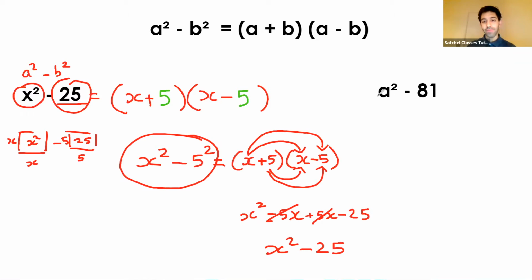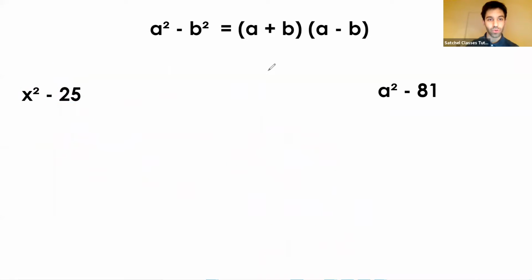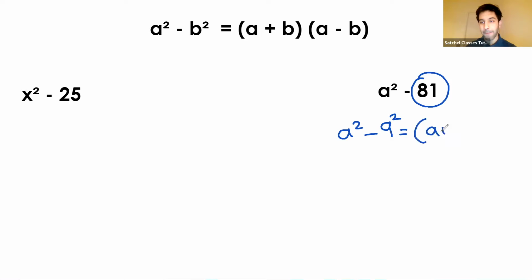Okay, so you can pause the video and have a go at this example. I'm just going to go through it now. So if I just clear all the drawings, what we'll have, and I will use blue, what we have is a squared minus 81. So again, remember that this 81 needs to be written in index form. So this is going to be a squared minus the square root of 81 is 9, so that's going to be minus 9 squared. And now, if we apply what we've learnt, this is going to be a plus 9 multiplied by a minus 9.